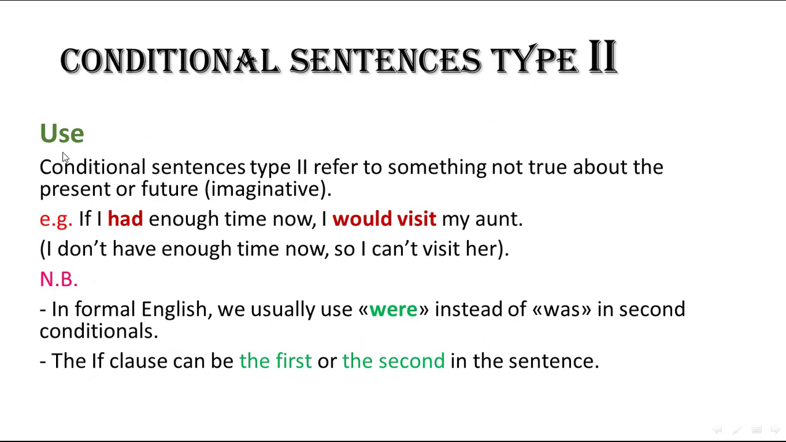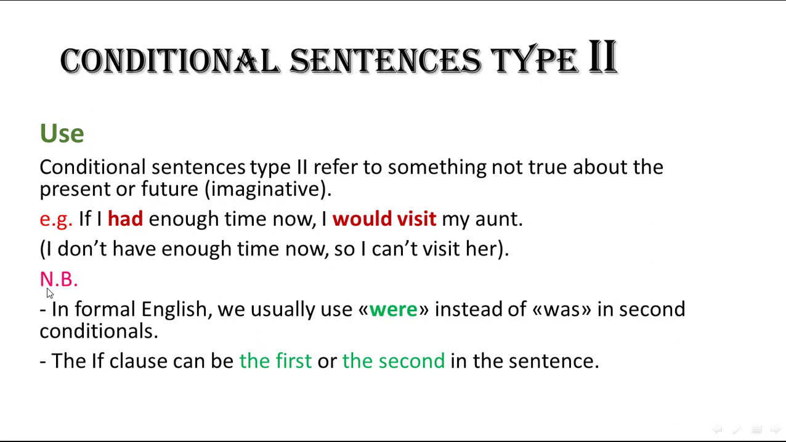Let's now talk about the use of conditional sentences type 2. Conditional sentences type 2 refer to something not true about the present or future, something we call imaginative. Let's have another example. If I had enough time, I would visit my aunt. I don't have enough time now, so I cannot visit her.